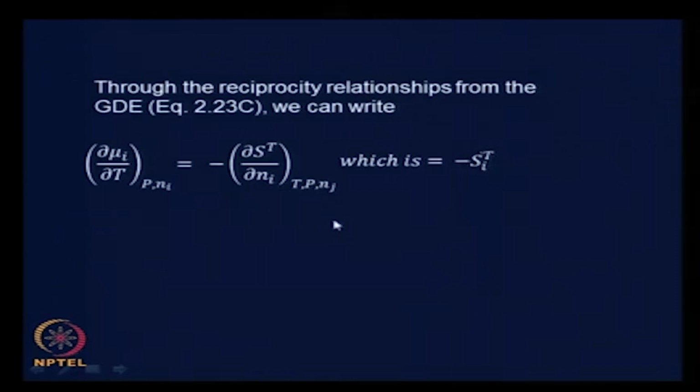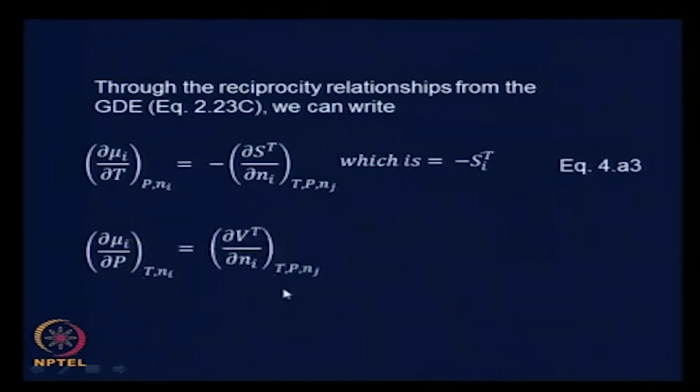This relationship is obtained by applying the reciprocity relationship to the Gibbs-Duhem equation, and another reciprocity relationship would give us dou mu_i by dou P at constant T and n_i equals dou V_t dou n_i at constant T, P and n_j, and this you all know is the partial molar volume of the species i. This is equation 4A4.